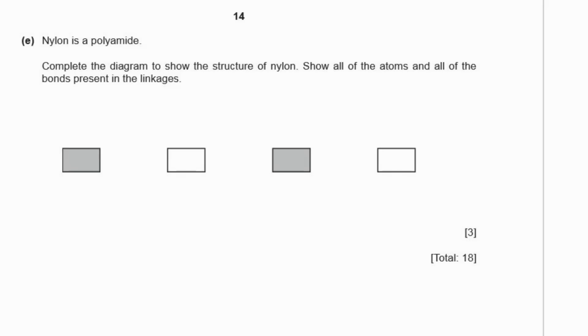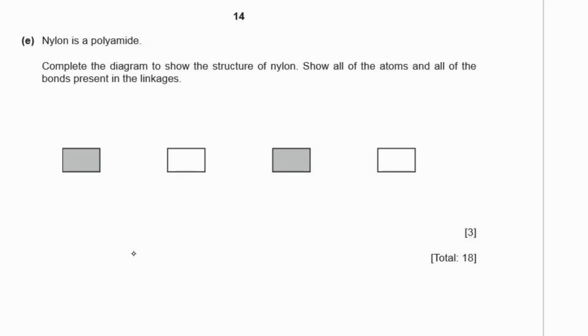Okay, and finally, we're on page 14. This would be on the very, very back of your exam, a 3-mark question that apparently a lot of people forgot to look at. So always look to make sure there's no question on the very last page. Okay. E. Nylon is a polyamide. Complete the diagram to show the structure of nylon. Show all of the atoms and all of the bonds present in the linkages.